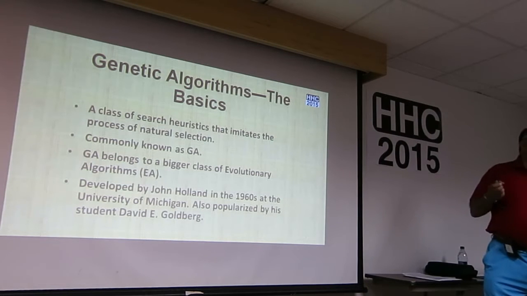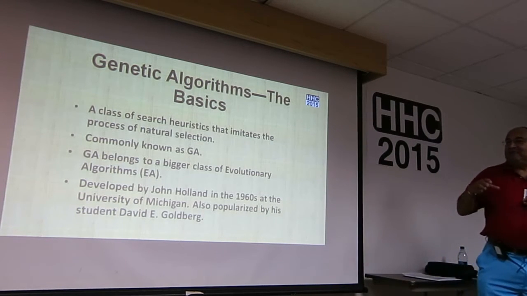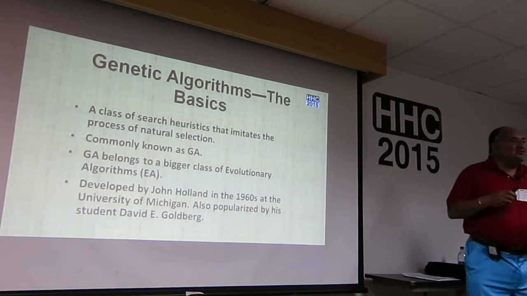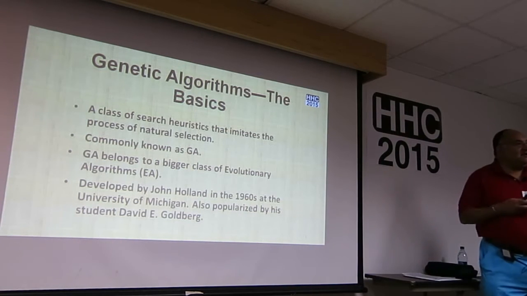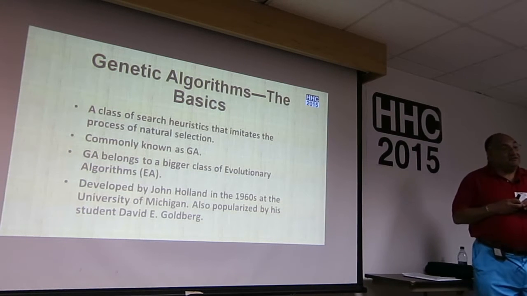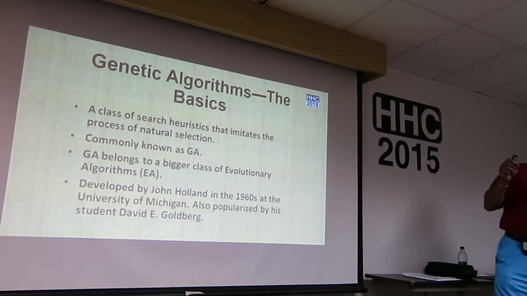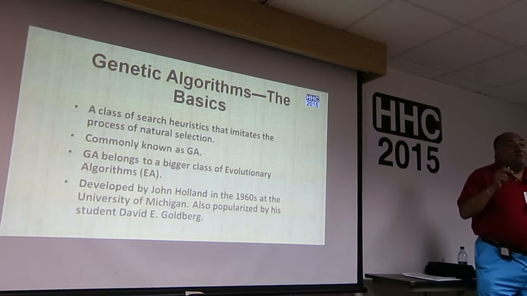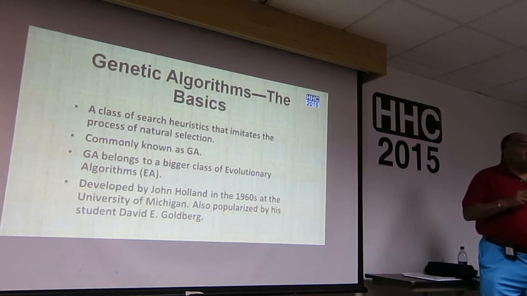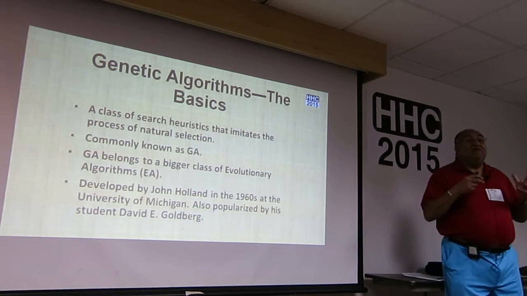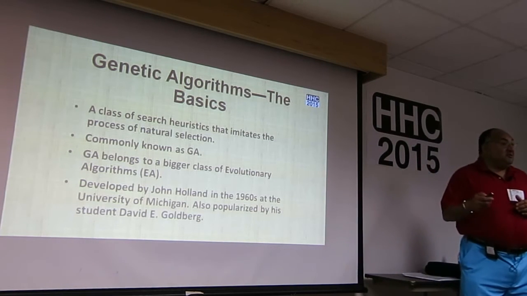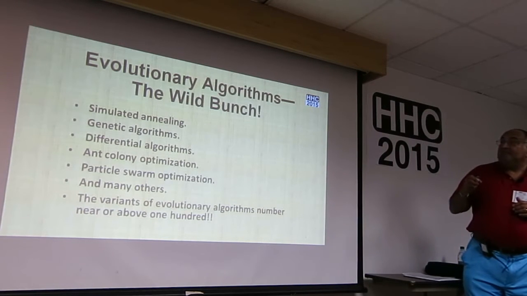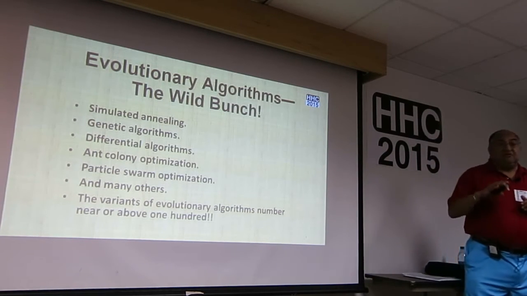Genetic algorithms are a search heuristic that imitates the process of natural selection, and we normally refer to it by its abbreviation, GA. GA belongs to a bigger category of evolutionary algorithms. It was developed by John Holland in the 60s, who was a professor at the University of Michigan, and it was popularized by his student David E. Goldberg, who wrote one of the first books on genetic algorithms and included a generous amount of Pascal code. If you are ever hurting for code, that's a good place to start, although there's a lot of other stuff in different languages implemented for GA.